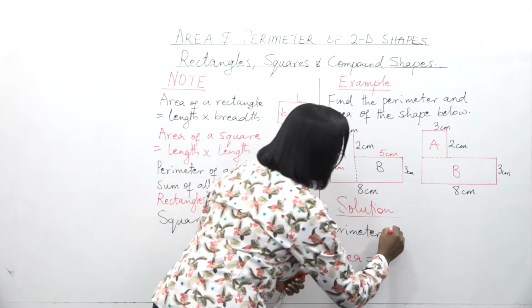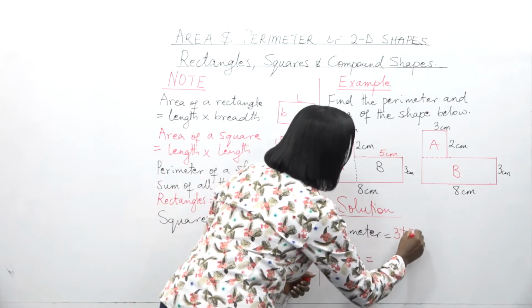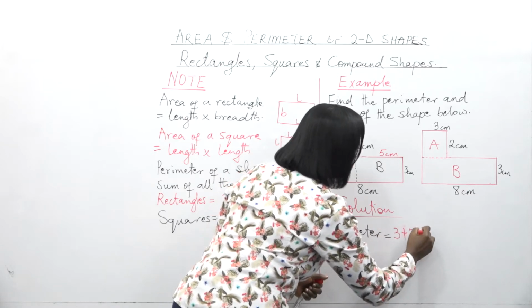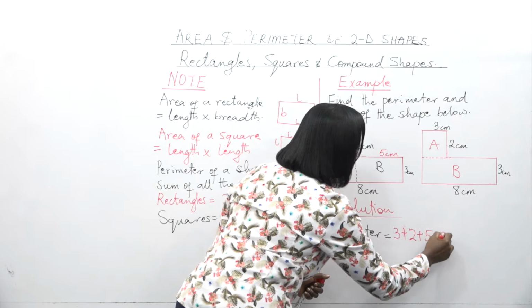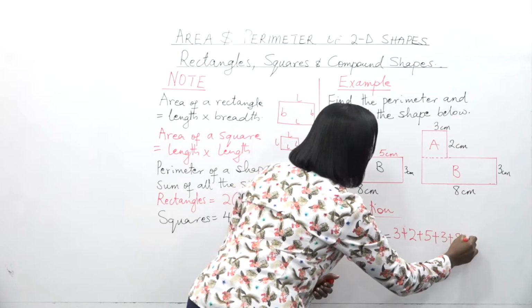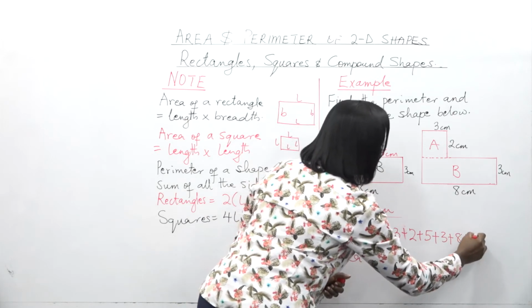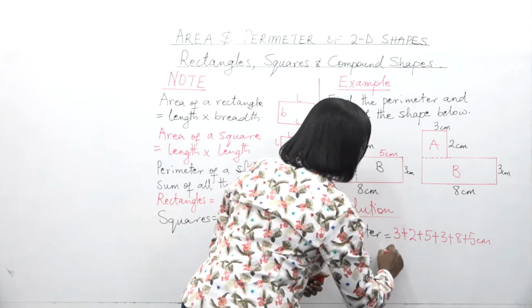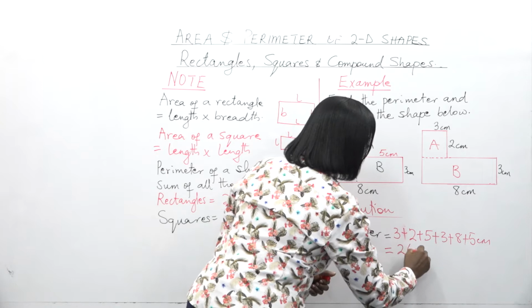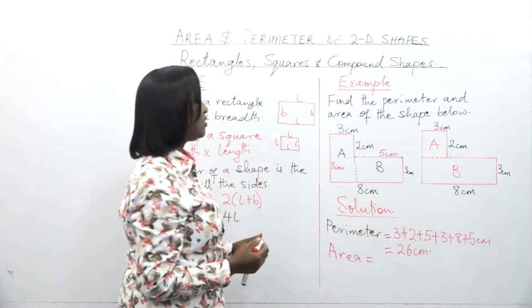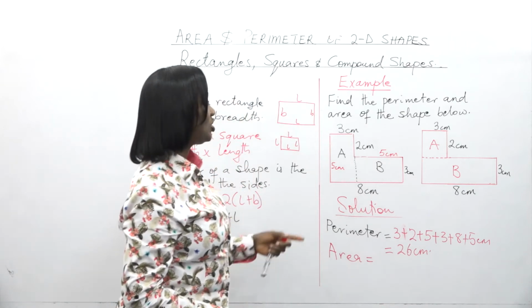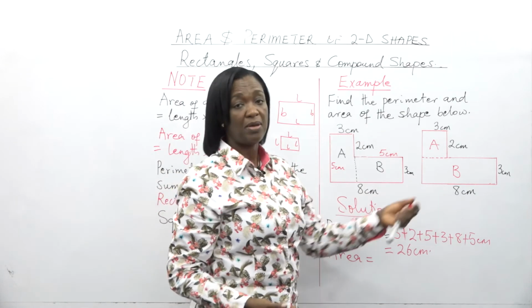So the perimeter is 3 plus 2 plus 5 plus 3 plus 8 plus 5 centimeters. And we said that that is equal to 26 centimeters. It's the same for the other shape because the shape is actually the same.